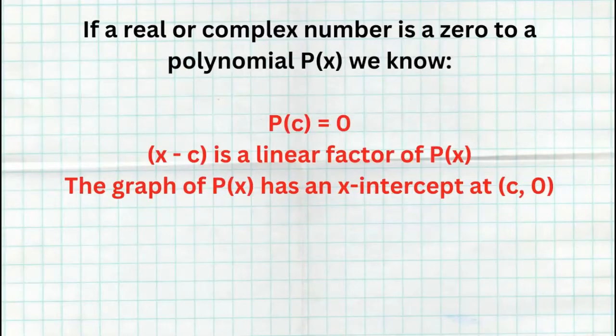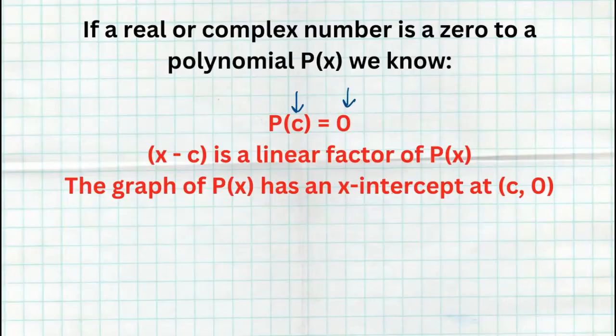For example, we know that we have a zero at c. Great. That simply means a couple things. If we plug c into the polynomial, we're going to get 0. That's the definition of a zero. You plug it in, you get 0. That also means that x minus c is a linear factor of the function. You should have learned that back in Algebra 2, to be honest.